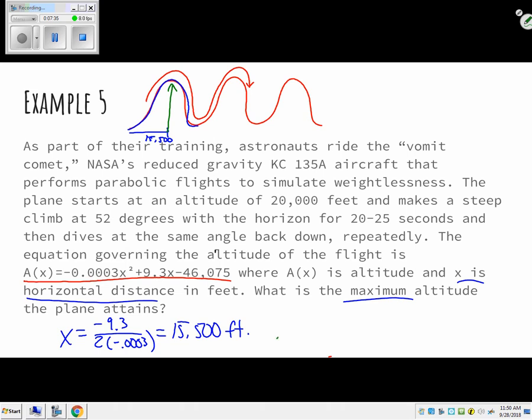I'm going to call it A. So the maximum height's going to be found if I take this 15,500 and plug it in for this x, and then plug it in for this x, and evaluate it. So I guess I should say A of 15,500. Definitely a calculator problem, and whenever I work this, I get 26,000 feet in the air doing these, going really fast over this roller coaster like path. Pretty scary.